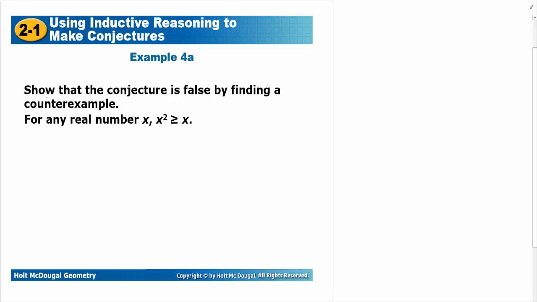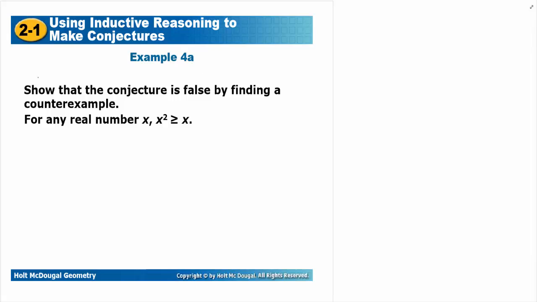All right, next up we got same question. Show that the conjecture is false by finding a counterexample. So here we go. For any real number x, x squared must be greater than or equal to x. Now this is a good one because you see this statement and at first you think to yourself, well, x squared is always greater than x. Yet why am I asking you a question asking you to prove it to be false? Well, the reason is it's not always true.